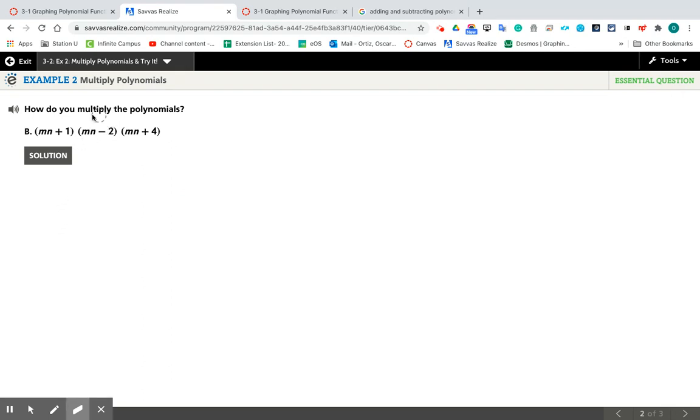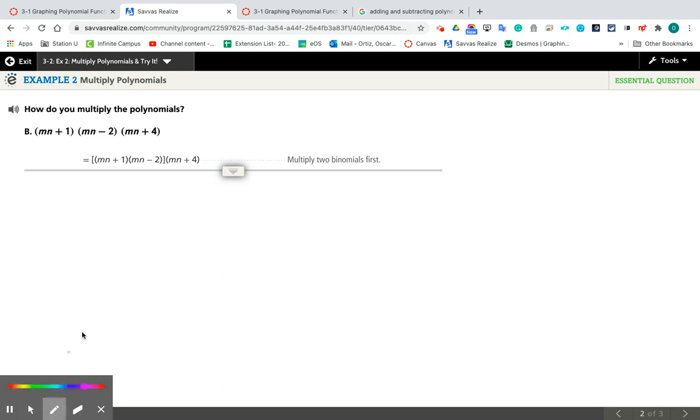Yeah, of course. We can use associative property. One way to think about it is to multiply these two first, and then whatever that answer is, multiply by this one right here. So you're only multiplying two polynomials at a time. So multiply two binomials first. As when we are multiplying three numbers, we don't actually multiply three numbers at a time.